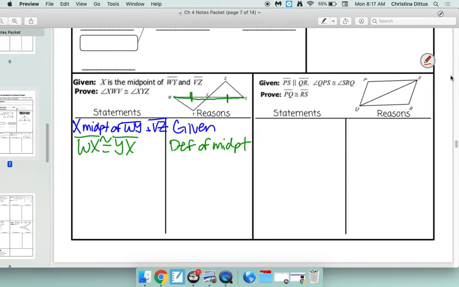What else am I given? Yeah, how do you know that? X is also the midpoint of VZ, so same sort of thinking. VX and ZX have to be congruent because of that same reason. Def of midpoint. Nice.